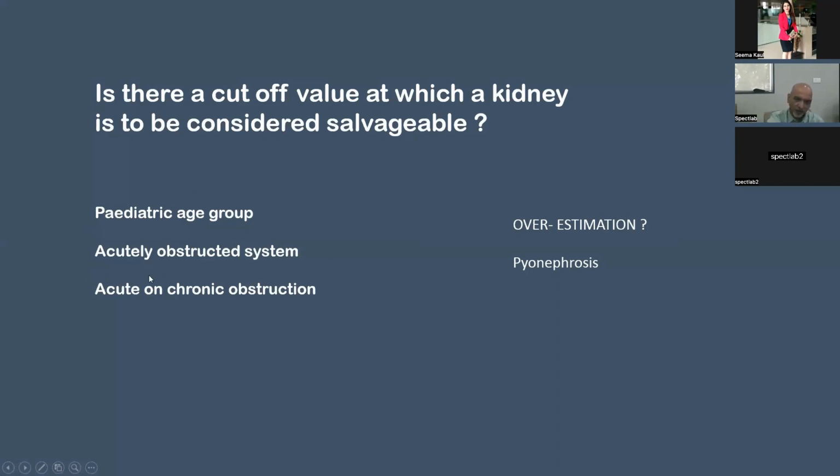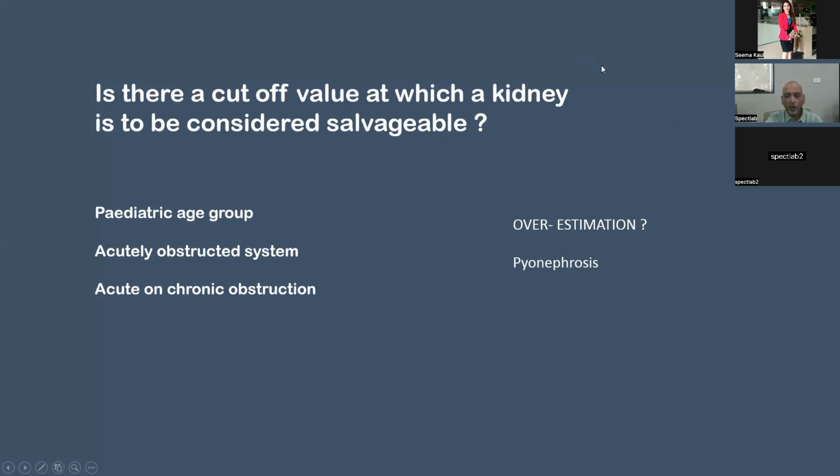In an acutely obstructed kidney because of calculus, or an acute or chronic obstructed kidney, or in a pediatric age group with a large kidney, there is no cutoff value which will tell you that below this, you will sacrifice the kidney. Because in an acutely obstructed system, the renal scan can underestimate function, and no matter what the functional contribution is, you have to relieve obstruction. The same is valid in children, except in an infected kidney.